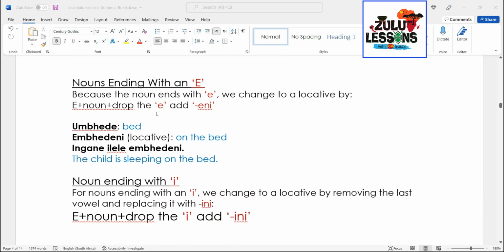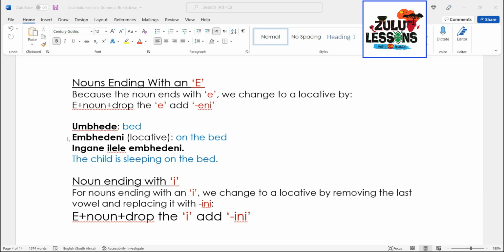Now, for nouns that end with the letter E in isiZulu, drop that and replace it with ni. I know some people ask, why do we say we drop the E and why don't we just say replace it with ni or add ni at the end? You know, this is how I learned it when I was a kid, and this is how I'm going to tell you. So drop the E at the end and replace it with E and I.